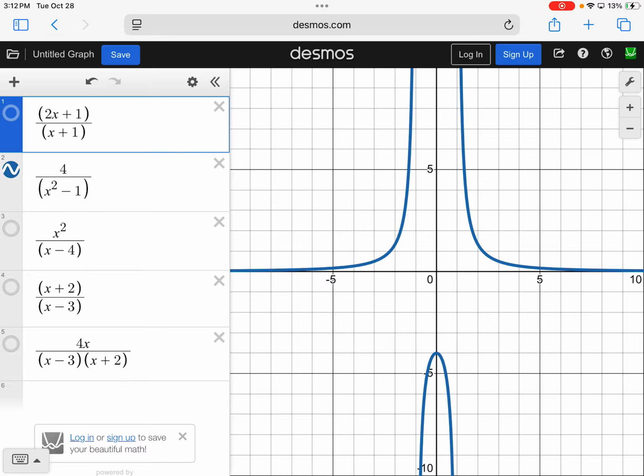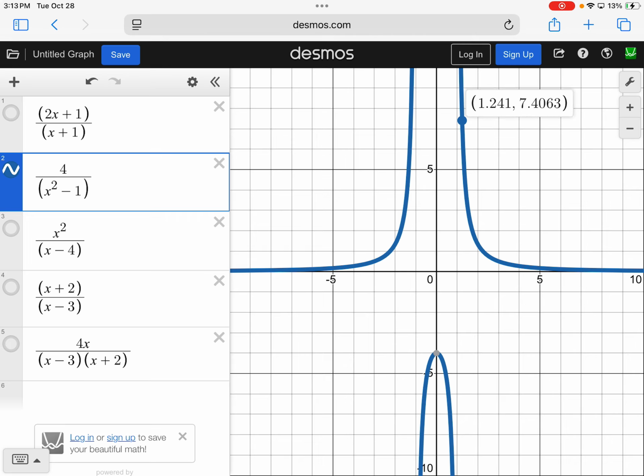Now, looking at our second graph, how many vertical asymptotes do we have this time? 2. What's different about this function that might give us 2 vertical asymptotes instead of just 1? Yes, a squared. This time we have an x squared on the bottom, which, remember, we can factor: x squared minus 1 gives us x plus 1, x minus 1. Which is why, where does it look like we have vertical asymptotes? 1 and -1.